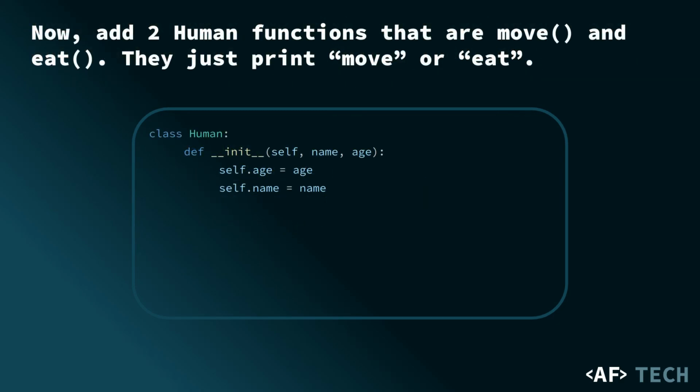Now add two functions to the human class that are move and eat, and they'll just print move and eat respectively. Def move self, print move, and then def eat self, print eat.